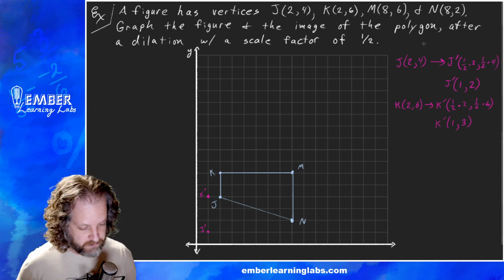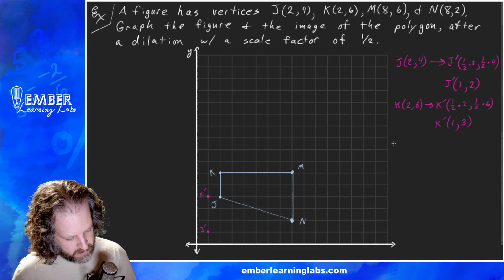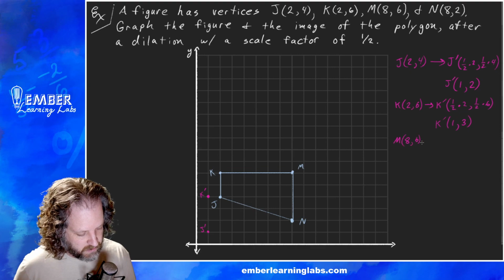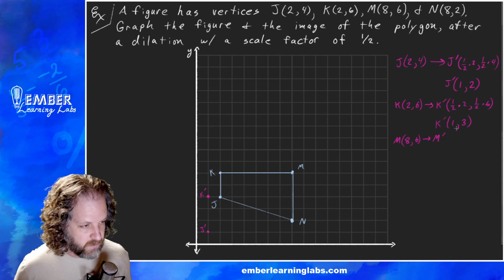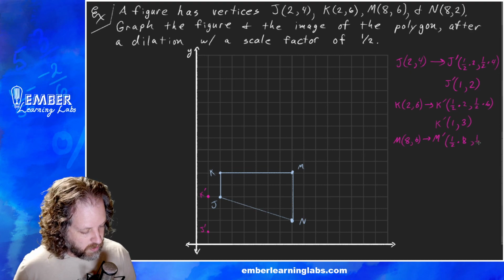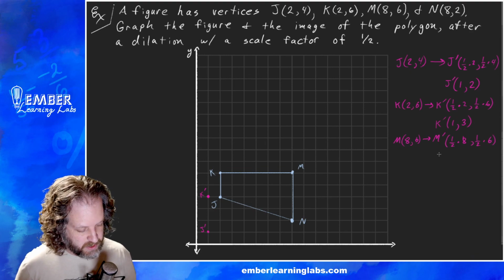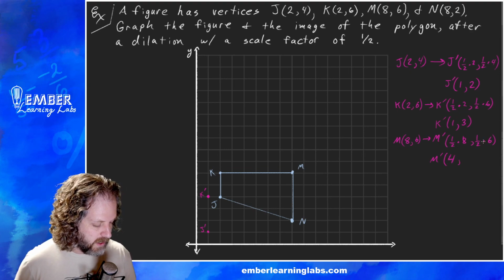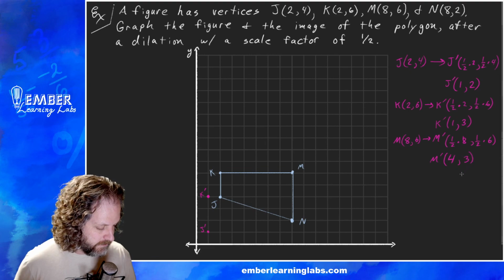Hey, let's do it for M. So M is (8, 6). And we're going to translate that into M prime, right? So M prime would be 1/2, the scale factor, times 8. And 1/2, which is the scale factor, times 6, which we already did up here, and we already know, right? So M prime, 1/2 times 8 is 4. And 1/2 times 6 is 3.